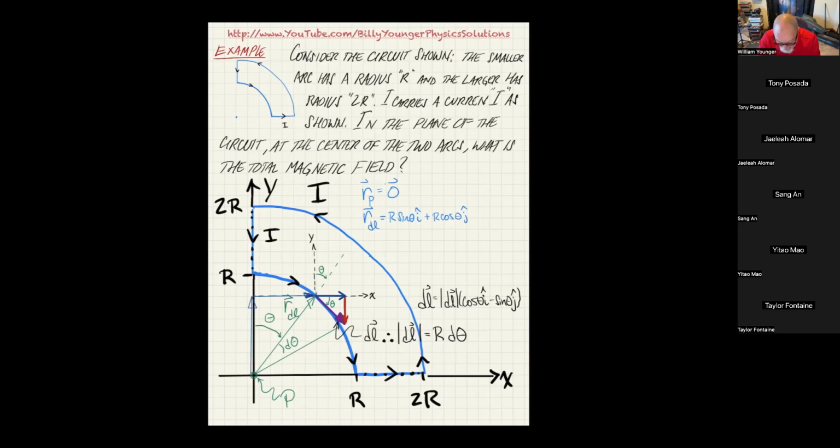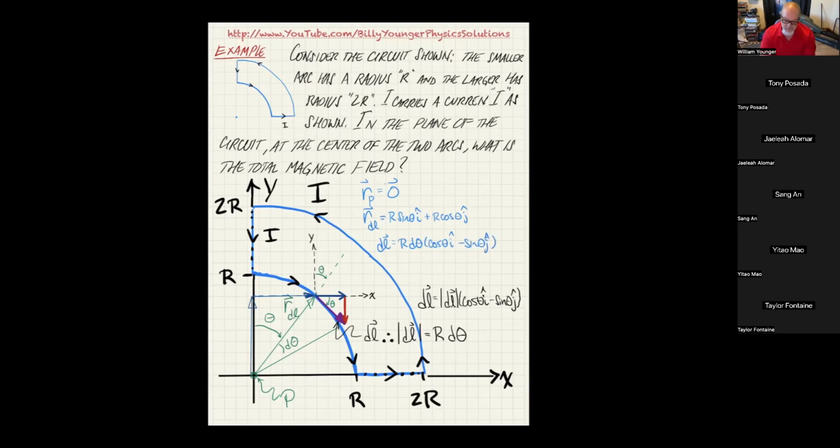You can see that the cosine is actually touching the blue side, which is the x-axis, and it points in the positive direction. And you can see that the sine is opposite the red side, but the red side is pointing down. So we get the DL vector is the magnitude of DL times cosine theta i hat minus sine theta j hat. So I can now write that DL vector is equal to R d theta times cosine theta i hat minus sine theta j hat.